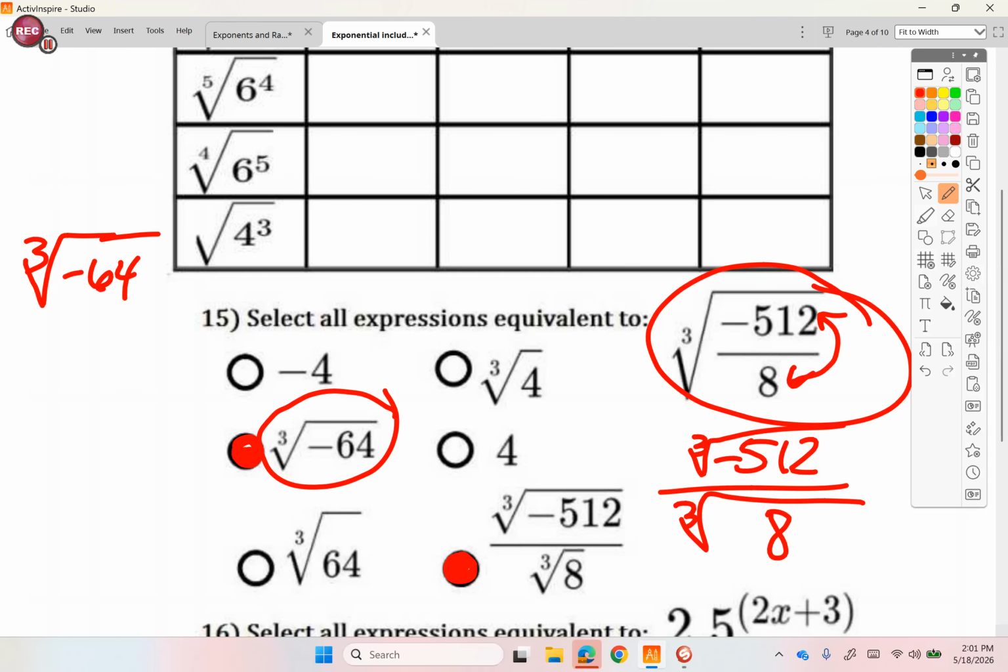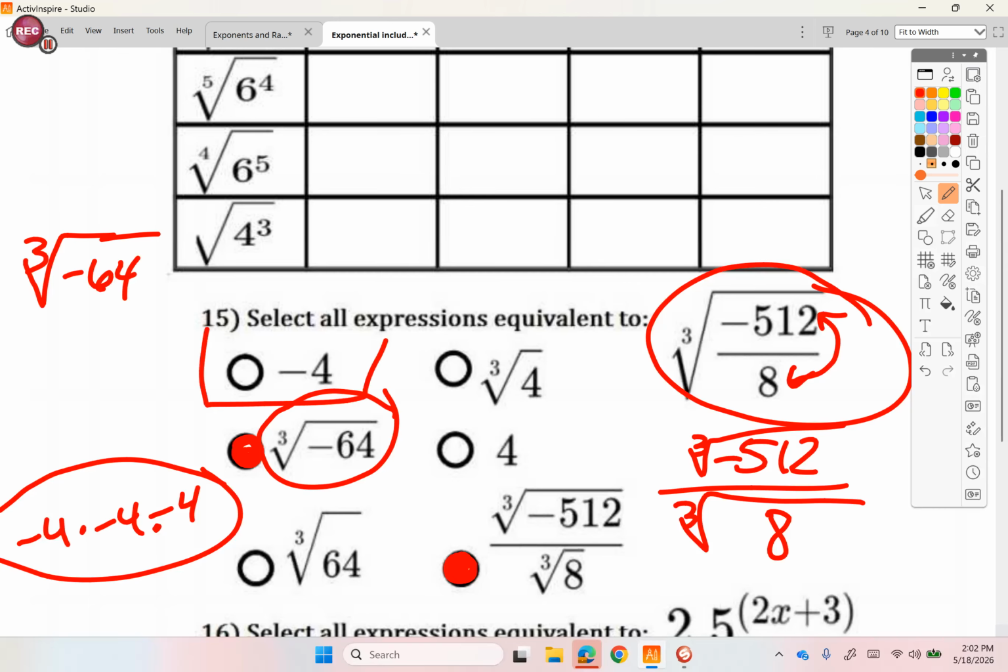Because the cubic root of negative 64, because negative 4 times negative 4 times negative 4 gives you negative 64, is 3 times here. So that cleans up and it just becomes negative 4.